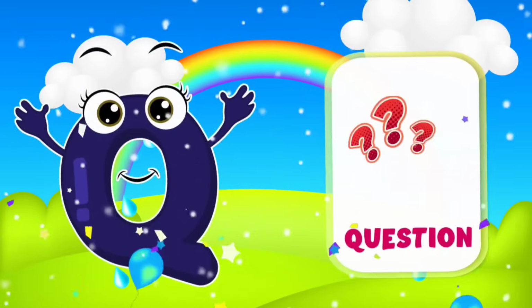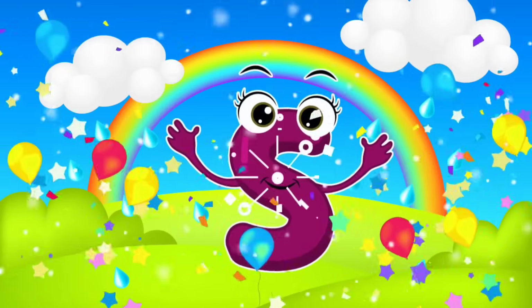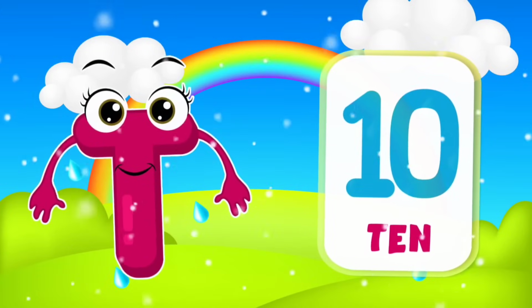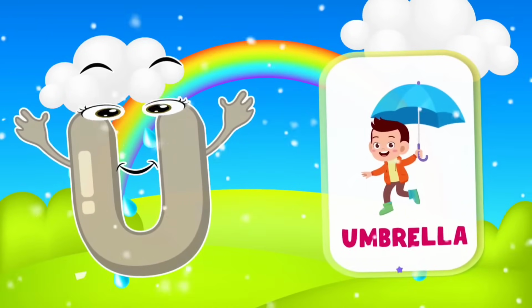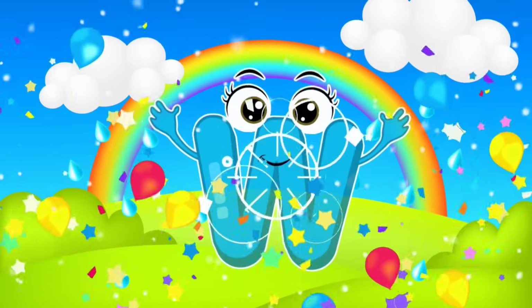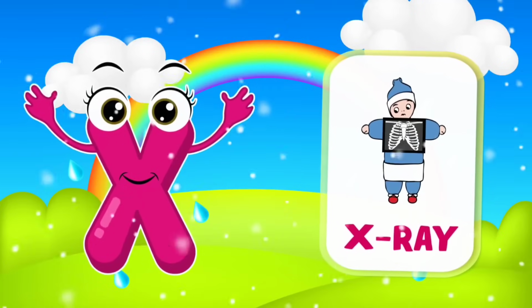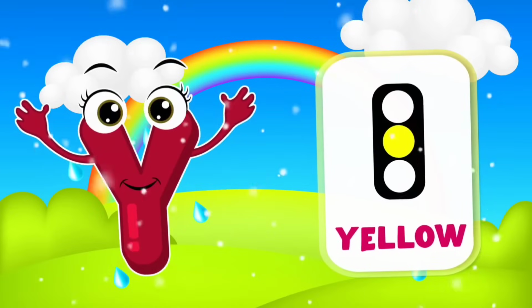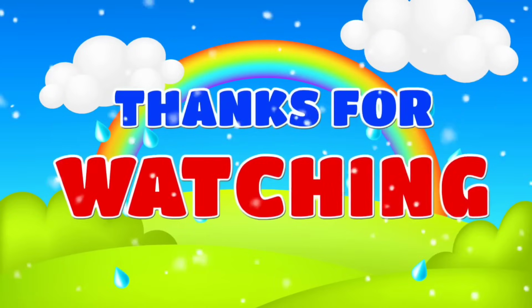Q is for question, question. R is for ring, ring. S is for sun, sun. T is for ten, ten. U is for umbrella, umbrella. V is for van, van. W is for watch, watch. X is for x-ray, x-ray. Y is for yellow, yellow. Z is for zoo, zoo. Thanks for watching.